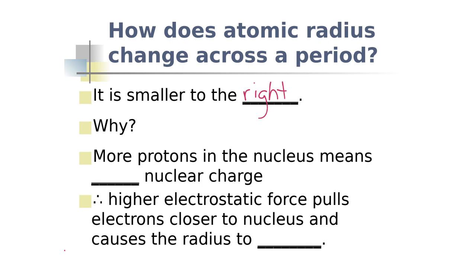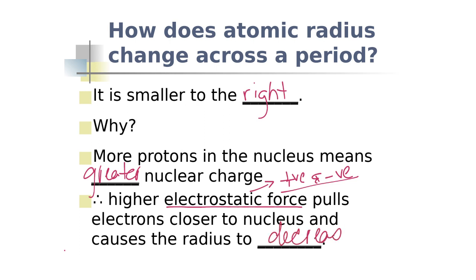And the reason for that is you do have more protons in the nucleus, but when you have more protons, it means you have a greater nuclear charge. So what that means is that it's more positive inside the nucleus at the end of the period than it would be at the start of the period because you have more protons. If you have more protons, you also have more electrons surrounding that nucleus as you build up valence electrons in the outer energy level. So a higher electrostatic force, this just means the attraction between positive and negative forces, pulls those electrons closer to the nucleus and causes the radius to decrease in size.